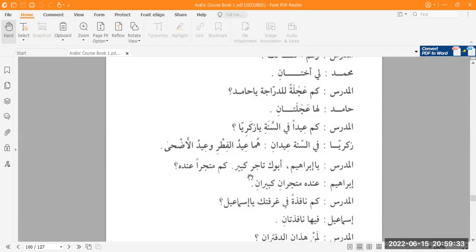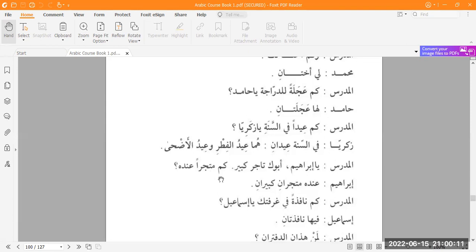So your father, he's not asking him, he's telling him, oh Ibrahim, your father is a big businessman. Kam matjaran indahu. What is a matjar? See the word tajir, tijara, matjar. You will understand how this works as we go further in Arabic, how you got a masjid, a place of making sajda, which is a place for salah. Matjar is a place of tijara, which is where a tajir is. So a matjar means what we would say a shop. How many shops, how many stores, how many department stores, whichever way you want to translate it.